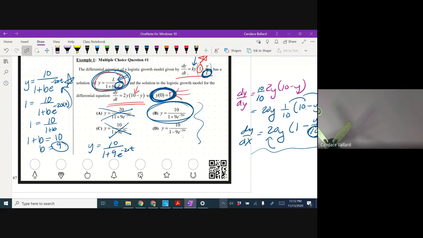One plus b equals 10, yes. Why 10? Because our 10 was our carrying capacity, so that ended up in my numerator. Originally, I miswrote it as a 1 for a while. It was part of the formula, and I was just manipulating the formula.